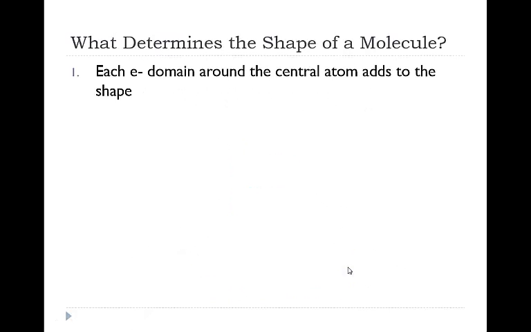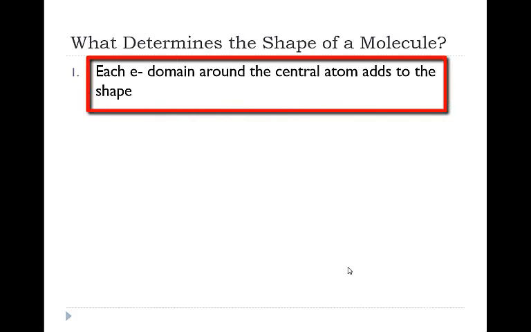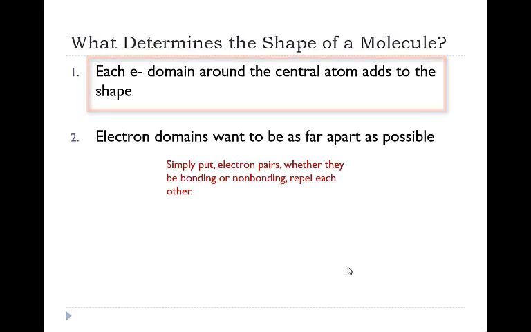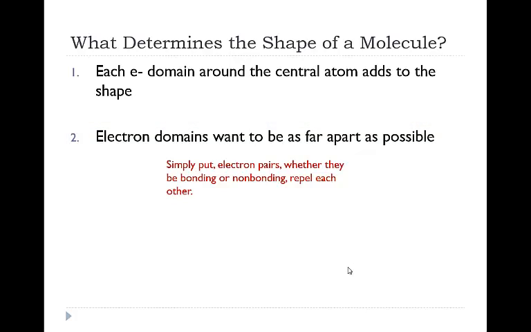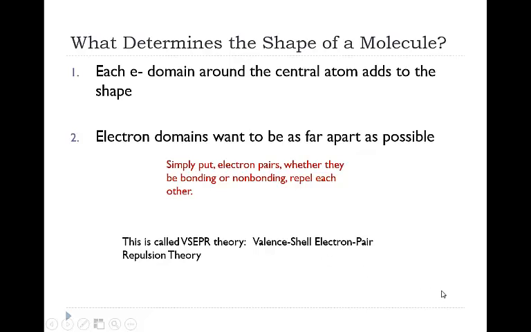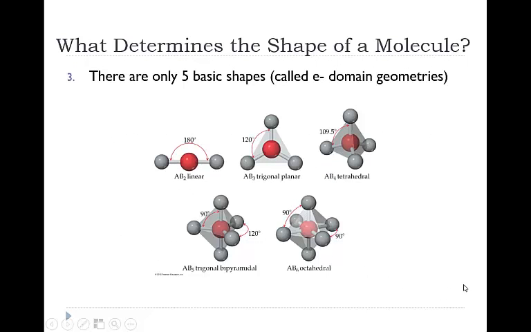Alright, so what determines the shape of a molecule? First of all, each electron domain around the central atom adds to the shape. Secondly, electron domains want to be as far apart as possible. So electron pairs, whether they're in a bond or a lone pair, repel each other. And this is called VSEPR theory, valence shell electron pair repulsion. There are only 5 basic shapes, and we call these the electron domain geometries. We're going to go through each of the electron domain geometries.